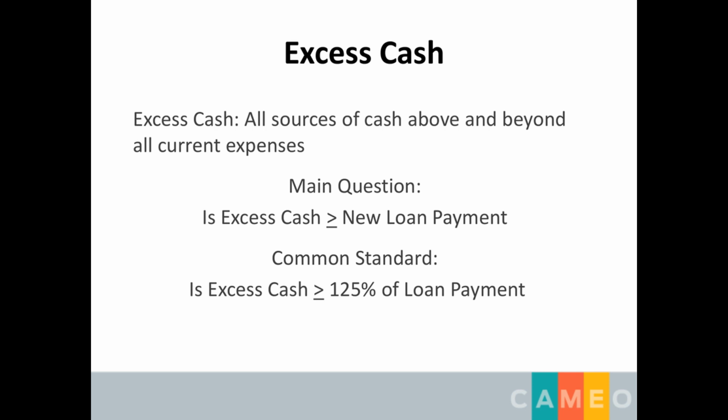Excess cash is all sources of cash above and beyond all current expenses. And usually with underwriting and microloans, you're trying to see if the excess cash is greater than whatever the new loan payment is. So if you're providing a loan and the payment is $250 a month, or let's just say, for math it's easier, $100 a month is the new loan payment, you want to make sure that there's excess cash in this entire picture of the borrower to at least pay that monthly payment. And the standard that's common out there is 125% of the loan payment. So again, if you have a monthly loan payment of $100, you'd want to ascertain that there's about $125 of excess cash in the entire picture of the borrower in order to qualify them on a cash flow basis for the new loan.